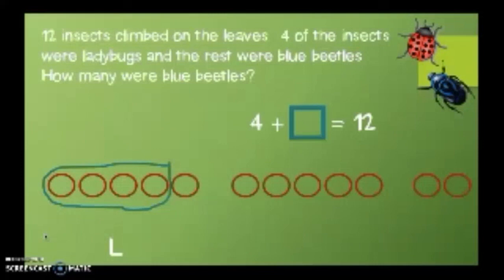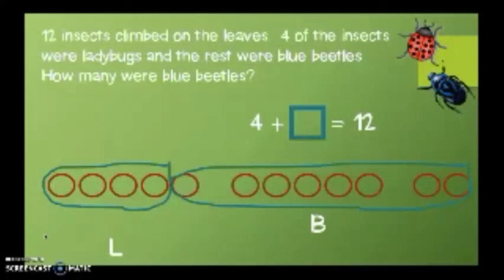I said 4 of the insects were ladybugs, got that, and the rest were blue beetles. So that must mean if 4 were ladybugs, the rest of them are going to be the blue beetles. I'm going to go ahead and circle the rest, and then write a B right next to it so I don't forget that those are the blue beetles. Now, all I have to do is count them up.